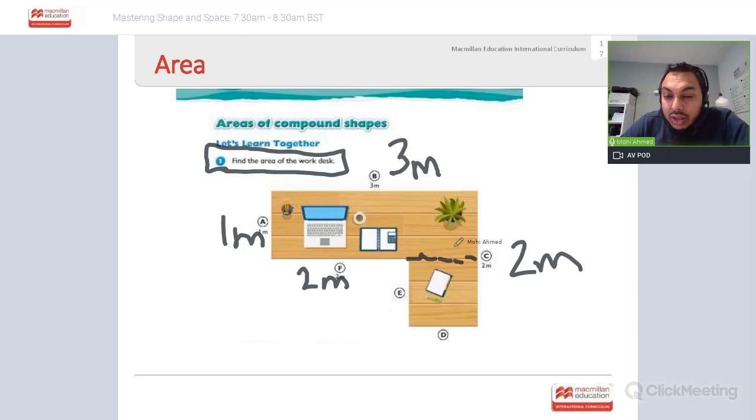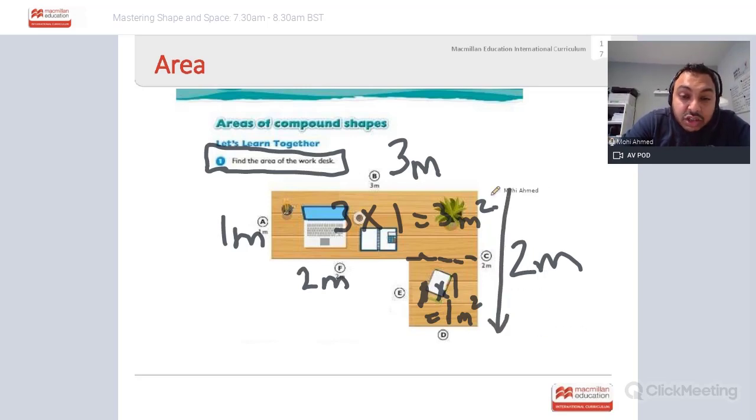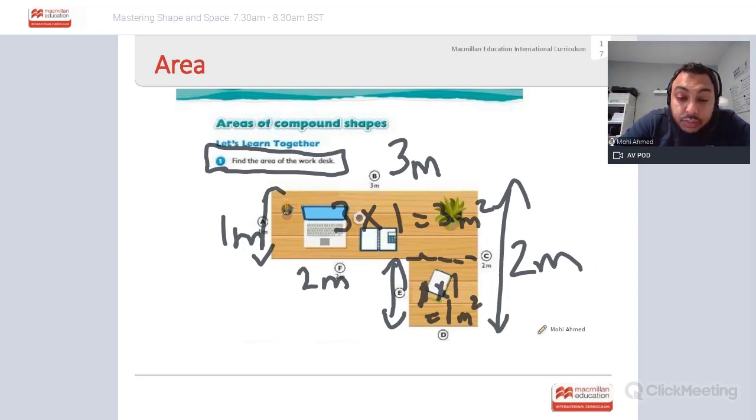She got 3 times 1 plus 1 times 1. So we split this up into 2 rectangles, a rectangle and a square. So we've got 3 times 1, which is 3 square meters. And this shape here must be 1 times 1, which is 1 square meter. We know that's 1 because that's 2 meters, and that's 1 meter, so this length here must be another meter to make the 2 meters whole, right? So we've got 3 square meters plus 1 square meter is 4 square meters. That's one way. What's the other way?